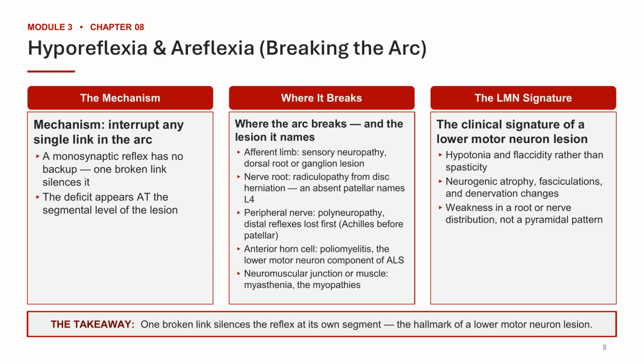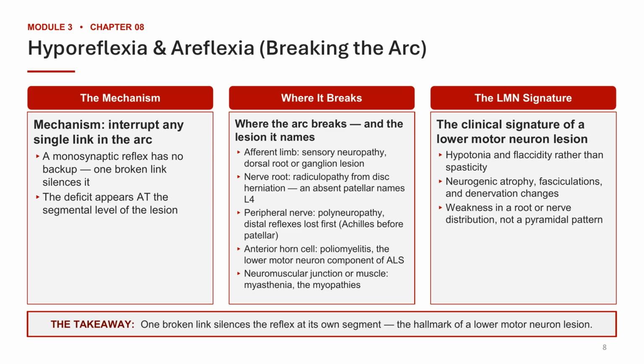Now walk down the arc and notice that each break has a name: a lesion of the afferent limb, sensory neuropathy, or a dorsal root or ganglion lesion. At the nerve root, radiculopathy, most often from disc herniation, and here is the localizing power, an absent patellar reflex names L4. In the peripheral nerve, polyneuropathy, where the distal reflexes go first, which is why the Achilles is lost before the patellar.